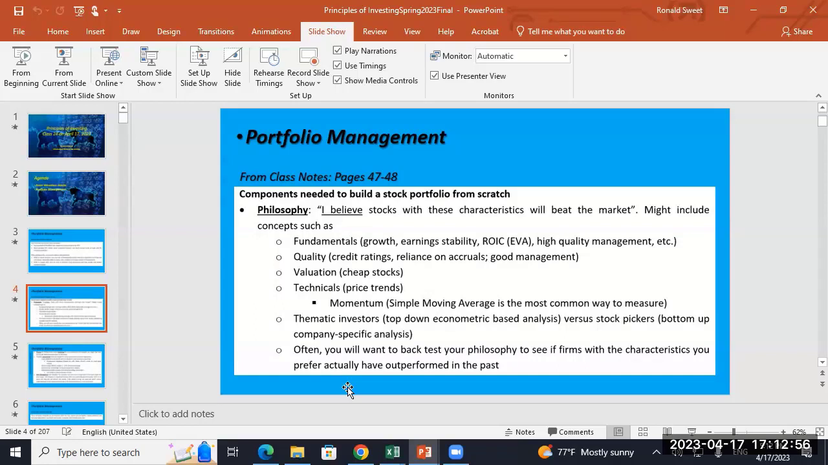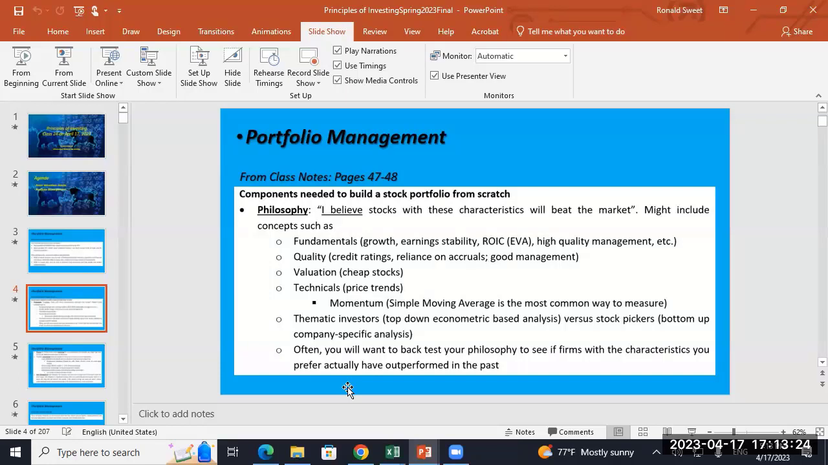And anybody know what GARP stands for? G stands for, what do we love as stock investors? Growth. P stands for, what did we just calculate? Our target price. So growth and price. So growth at a reasonable price. We want growth, we won't overpay for it. All right, so that's GARP.